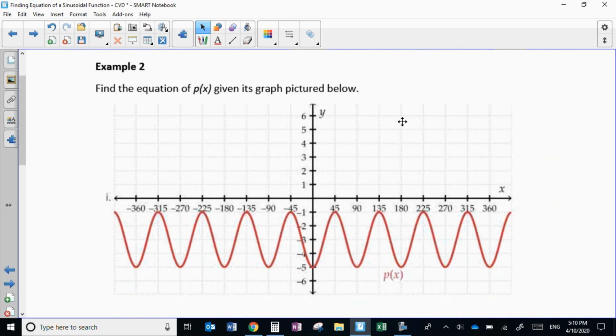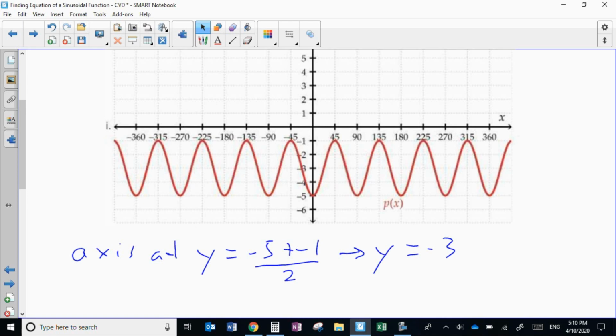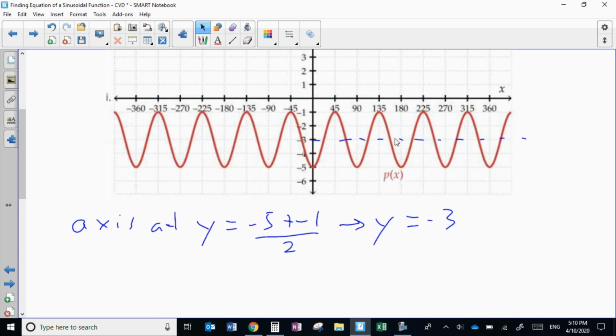Okay, find the equation of p of x given its graph pictured below. So we'll go through the same process here. Let's look at the axis. Okay, -5 and -1. Now suppose you're having trouble deciding where the axis is. You could simply take -5, add it to -1, and divide by 2, and you will get y equals -3. And sure enough, that's exactly where the axis is, halfway between those values. The amplitude is now the height of each wave. Notice it goes up 2 to -1 and down 2 to -5. Our amplitude is 2.